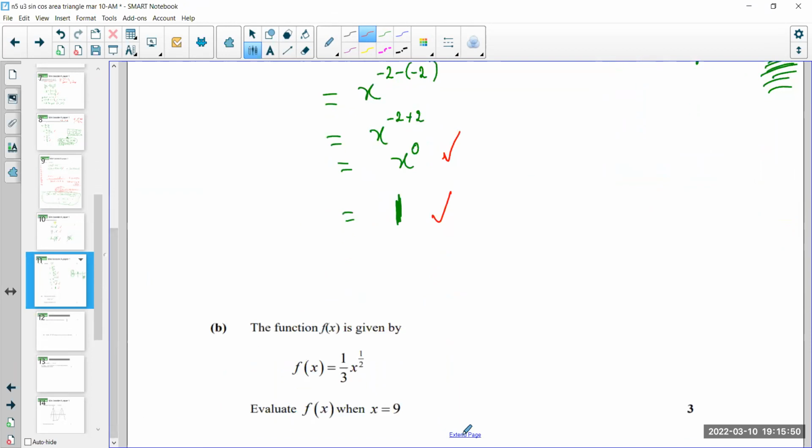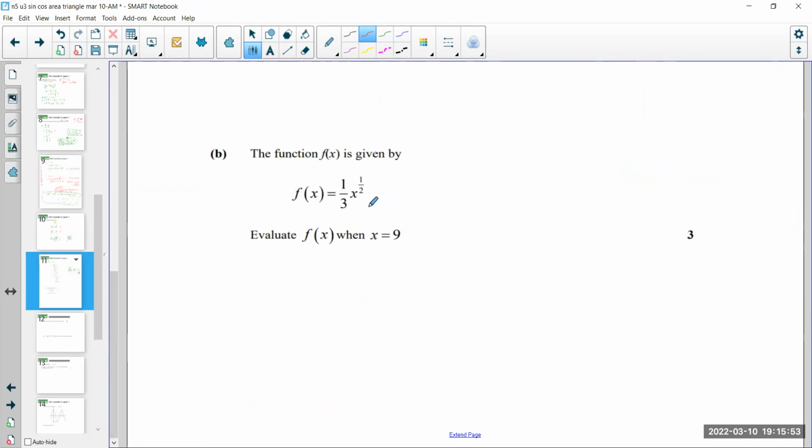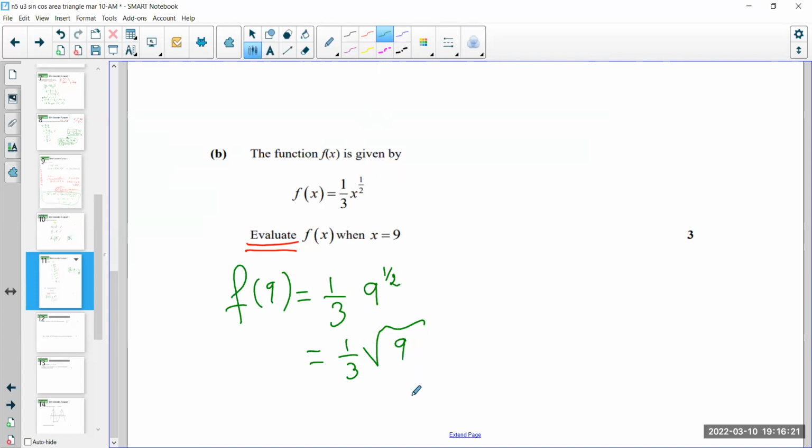So the second question I had here for B was evaluate. Evaluate means find the value of when x equals 9. So you would just put f of 9, a third of 9 to the power half. What is taking something to the power of a half? It's just taking the square root. What is the square root of 9? 3. So 1 times 3 divided by 3.